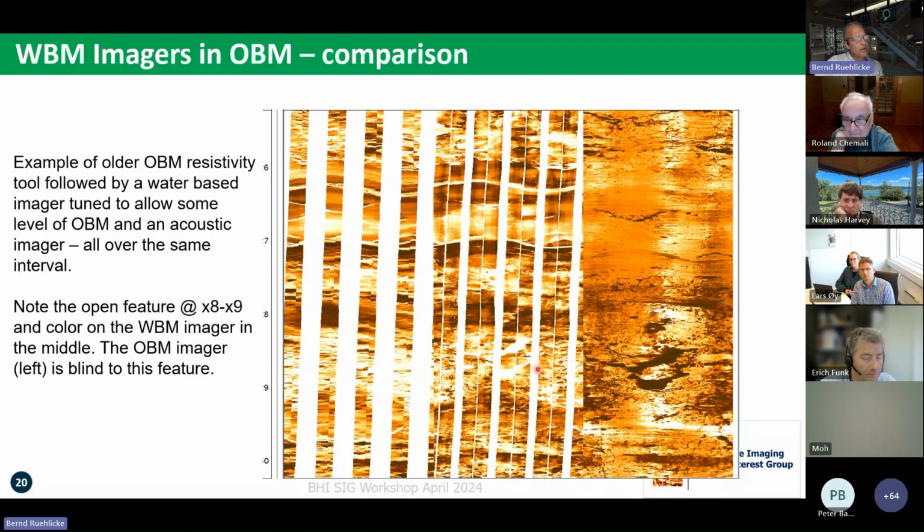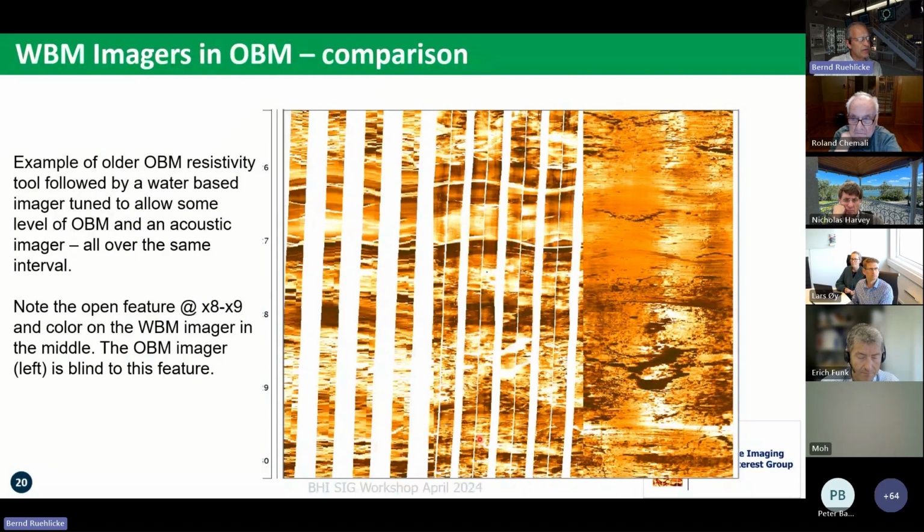And we can also confirm that this tool is literally run in oil-based mud by this feature, a dark feature on the amplitude. It is an open feature, and it comes out bright on the, quote-unquote, water-based tool. And since this is oil-based mud, it comes correctly out in the white color. The older fashioned oil-based mud tool doesn't recognize this feature at all. It's totally blind to this feature.